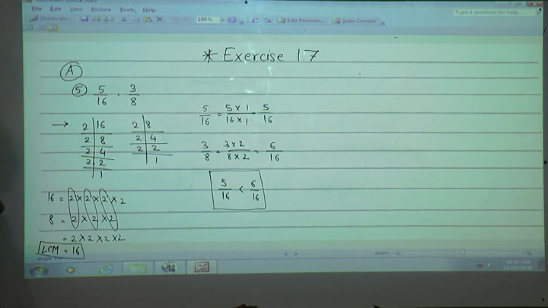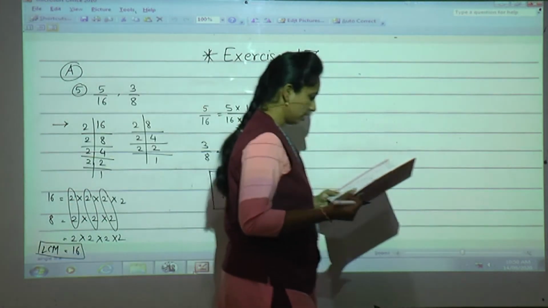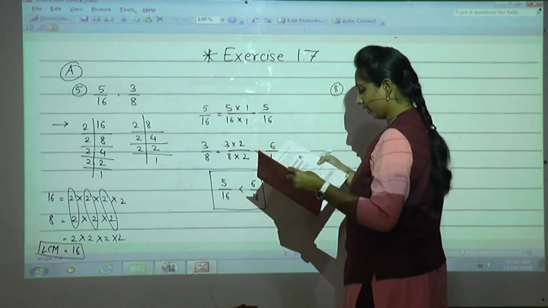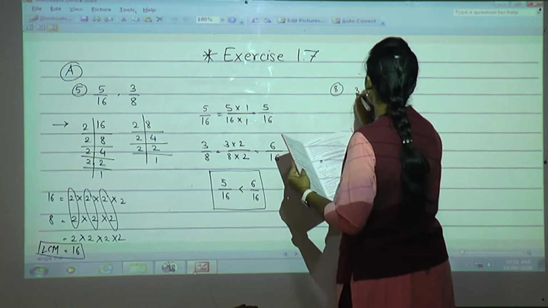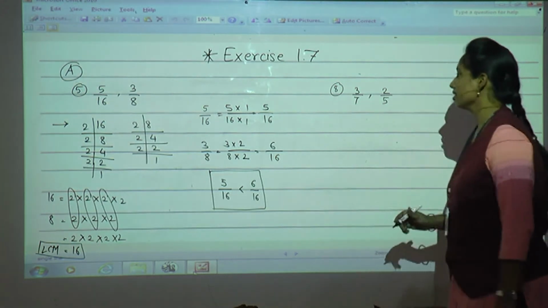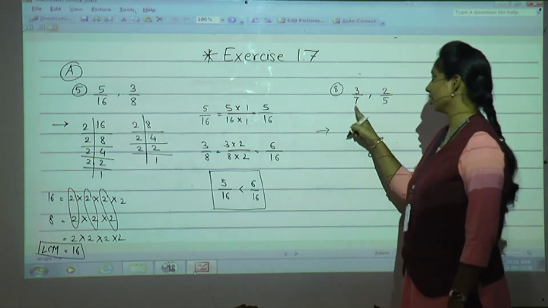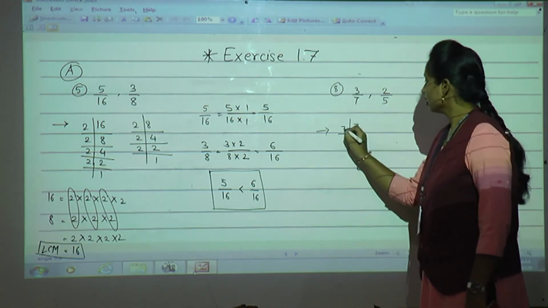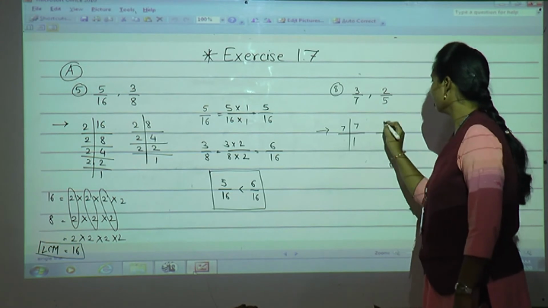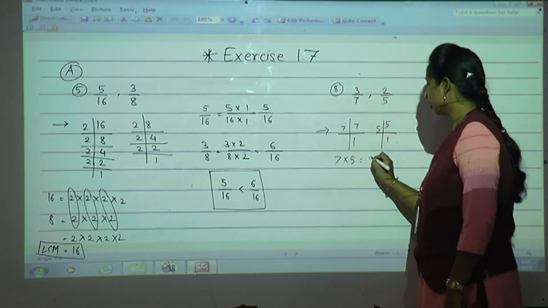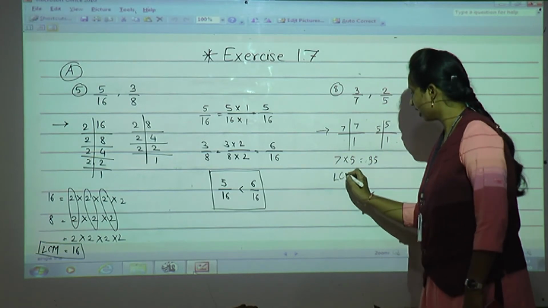Understood? Clear? Yes. Now next example I will solve. Now I will solve the 8th one. Okay. What is the 8th one? 3 upon 7, 2 upon 5. Now see, we need to find out the LCM because denominators are different. Now see, 7 ones are 7. What about 5? 5 ones are 5. So 7 multiplied by 5 is 35. 35 is what? LCM.